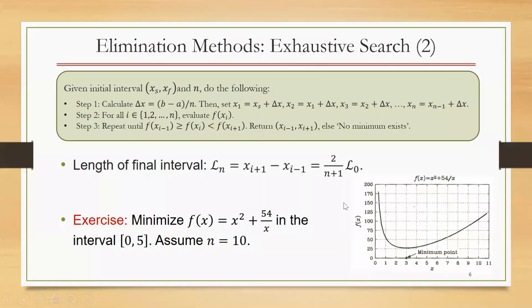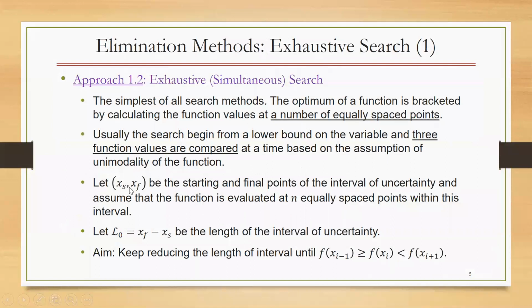Okay, so in exhaustive, what I tell you is I give you an interval. I say there is some interval of uncertainty, and you have to try to minimize this interval to some reasonable or good interval by using exhaustive search. So first thing, you have an interval.